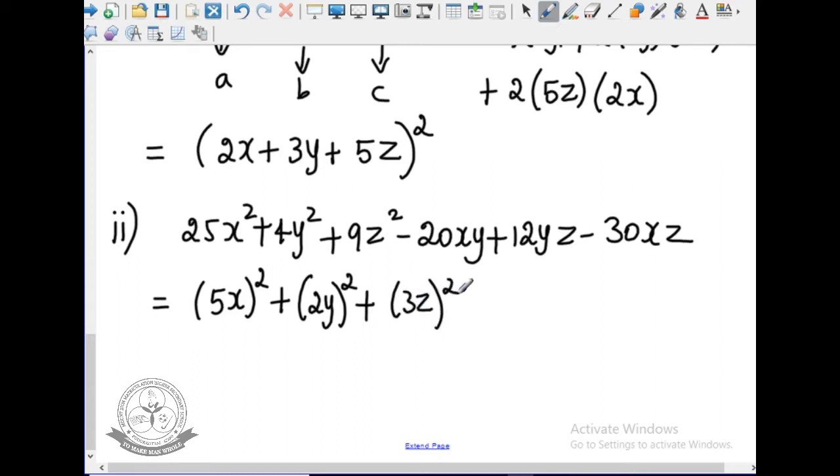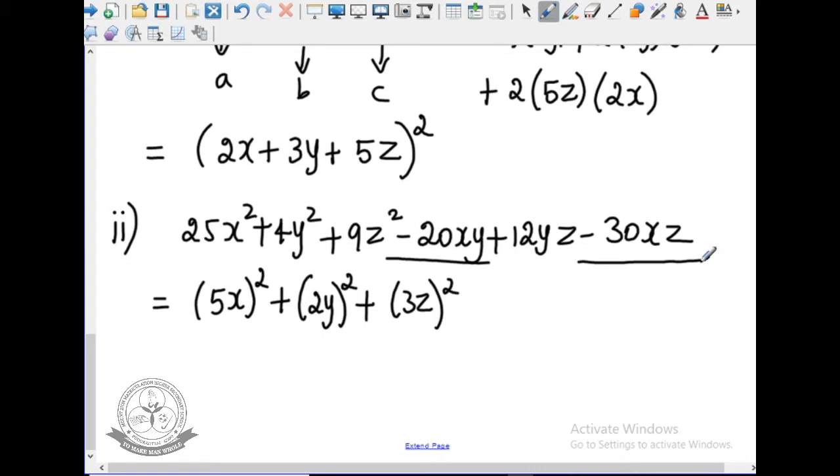See here, in the previous sum all the terms are positive, but here we have two negative terms, minus 20xy and minus 30xz. So that means we are going to choose any two variables to be negative.